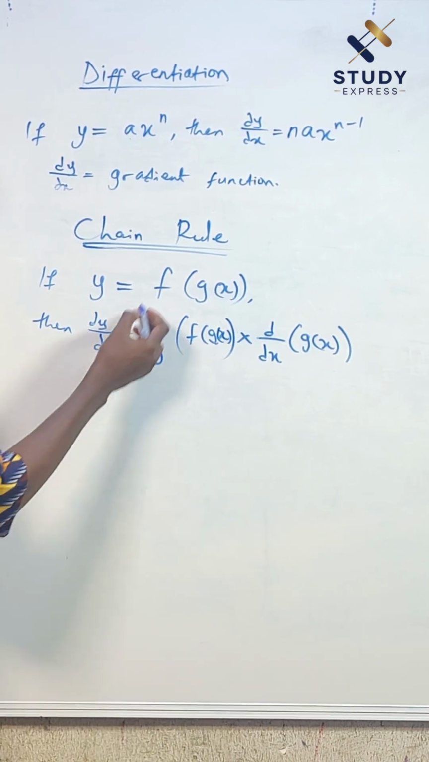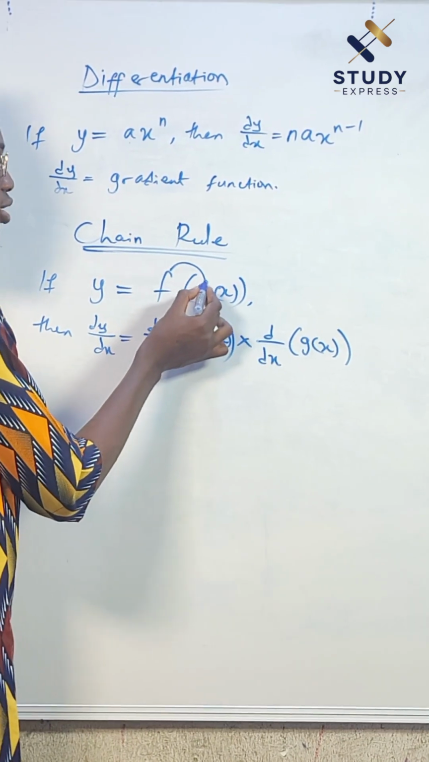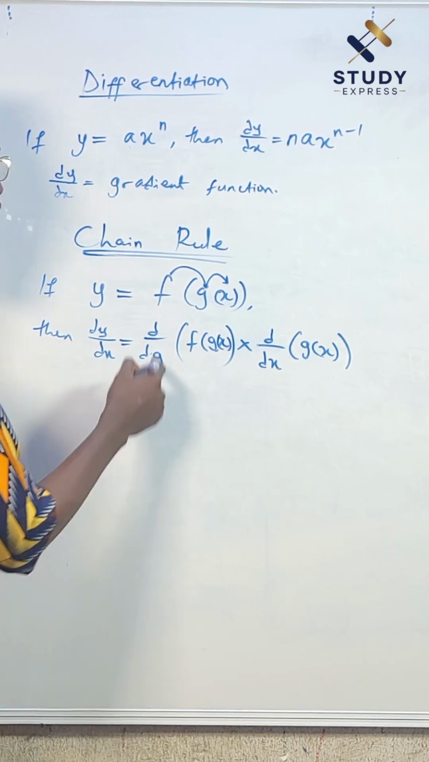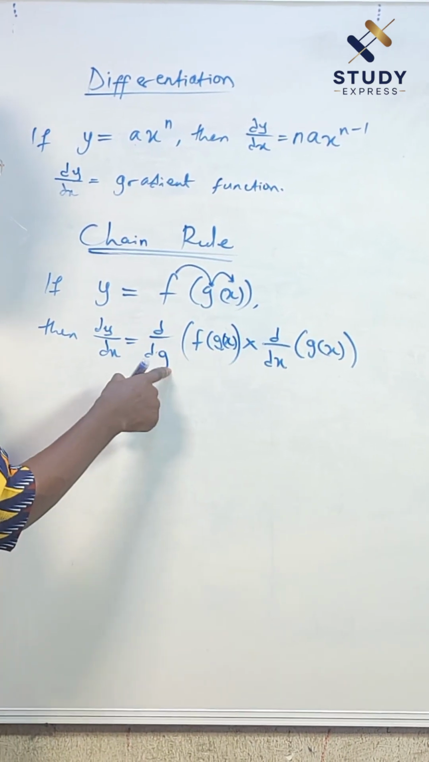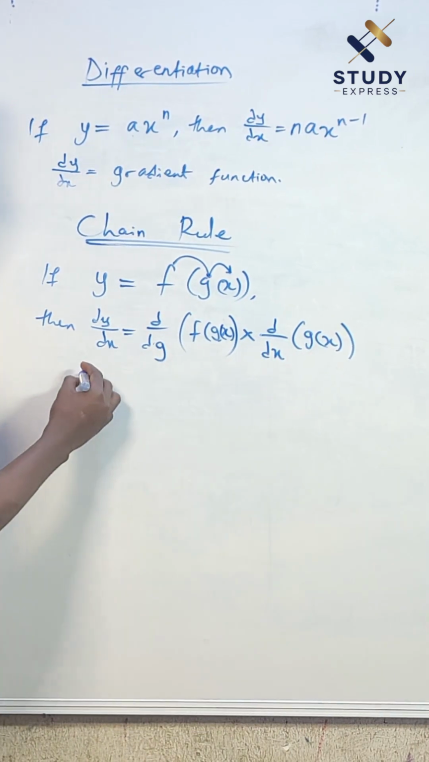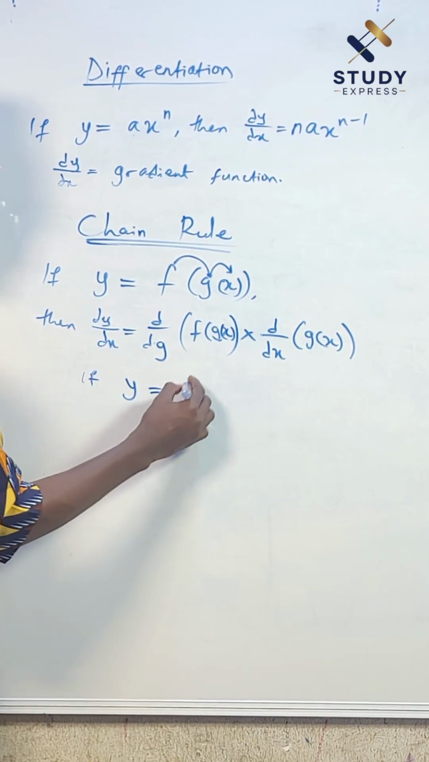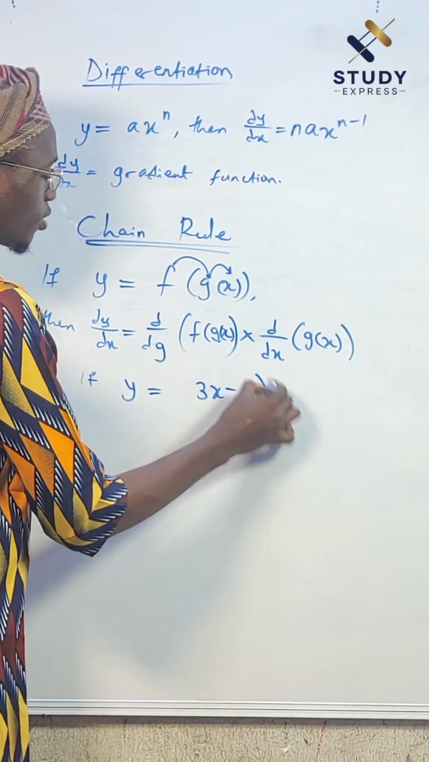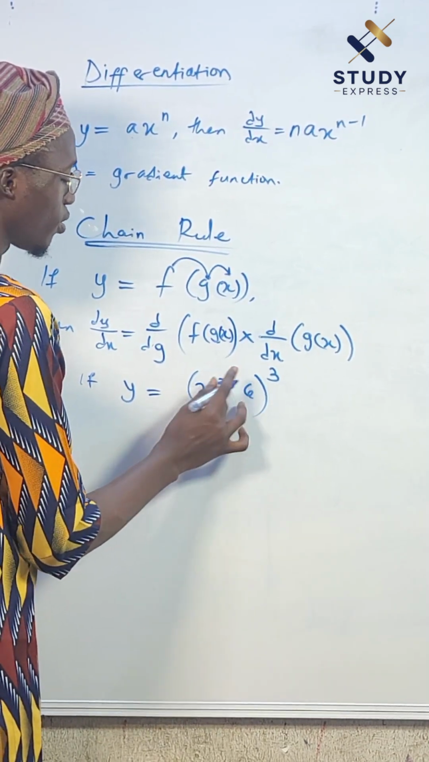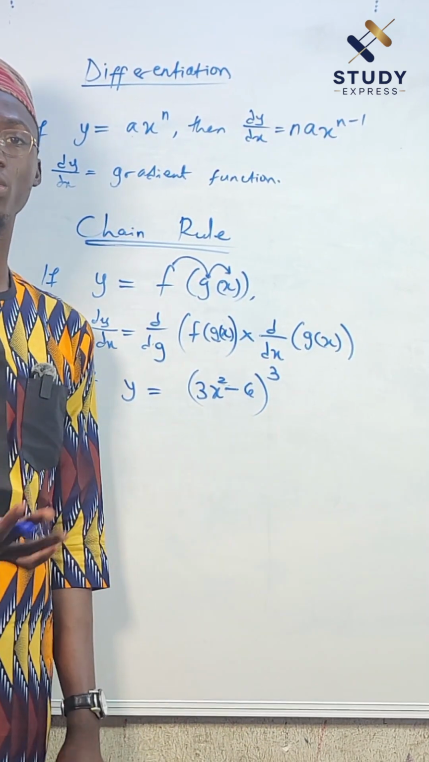So in that case, you're going to differentiate f with respect to g, and then you're going to differentiate g with respect to x. So it means you're going to have df/dg, which is what I wrote here. Then you multiply it by dg/dx. So let's give an example. If y equals (3x minus 6) all raised to power 3, or let's say (3x squared minus 6) all raised to power 3. So what can we do here?